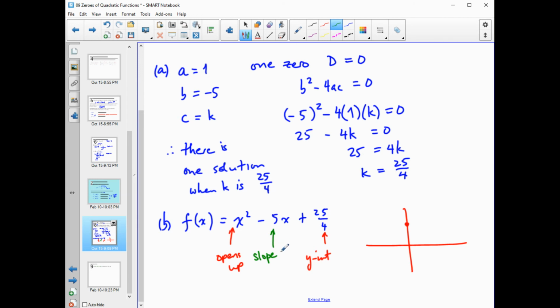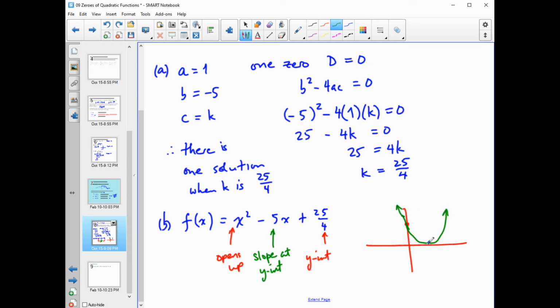The b value represents the slope at the y-intercept. That's kind of a strange thing, but what that's telling me is that as it passes through the y-intercept, the slope is -5. And I think I actually need something maybe a little bit steeper than that. And so the slope is -5, but we know we have, I was about to say 2 solutions, but what we just found was 1 solution. And so that's going to come down and touch the x-axis.